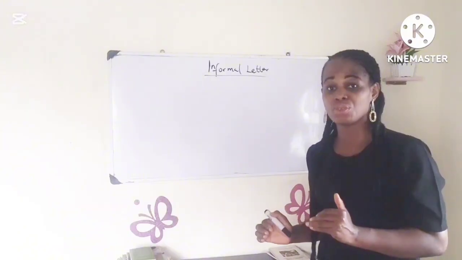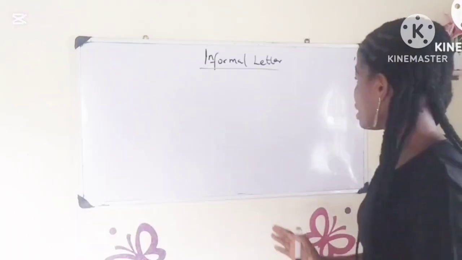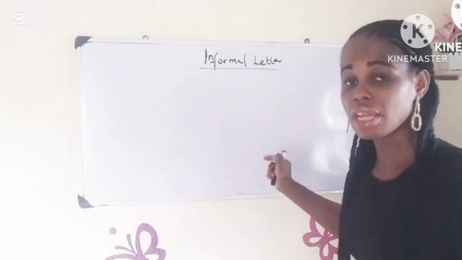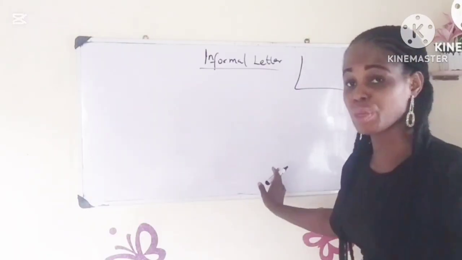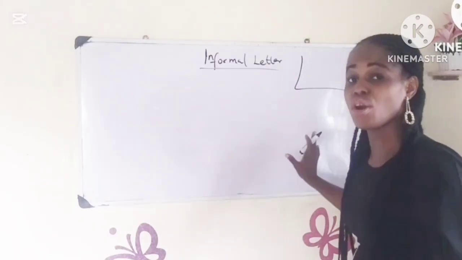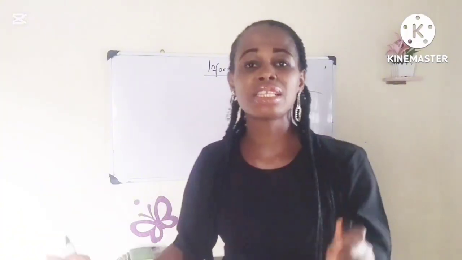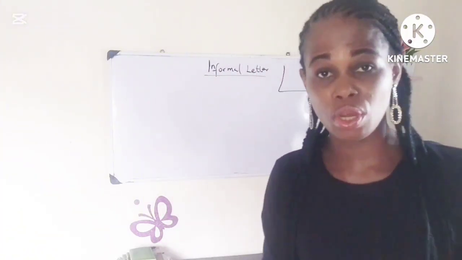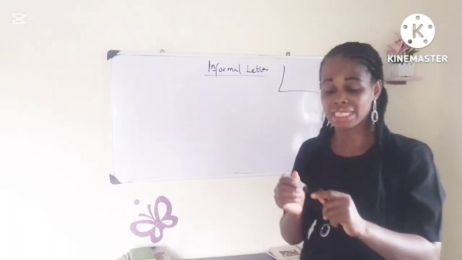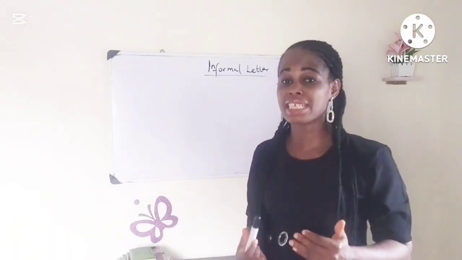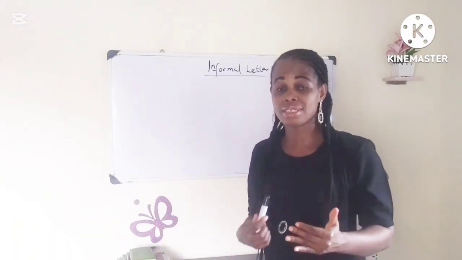We're going to start with the address. The address has to be at the right hand side of the page. And in the informal letter, you have just one address. I believe you already know that. The address is the writer's address.